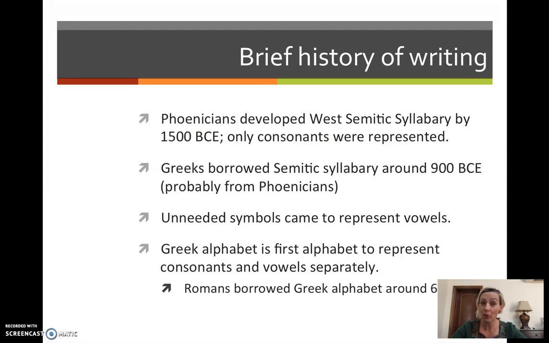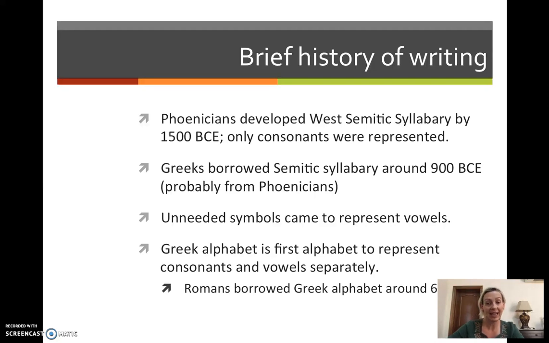Now, an even newer writing system in 1500 BCE was developed by Phoenicians, and that was the West Semitic syllabary. If you remember from our lecture on language families, Arabic, Hebrew, and some other languages all come from West Semitic. And so the West Semitic syllabary represented, like hieroglyphs, only consonants.